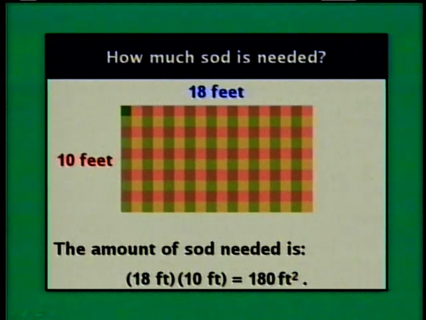rectangle. The amount of sod we need to cover the pen is 18 feet times 10 feet. 18 times 10 is 180. Feet times feet, we could say feet, but we don't. What we say is square feet. Look, I wrote it as feet squared, but we commonly state this unit as square feet. You may wonder why. This is one of these issues where the reason why is because that's what we do.